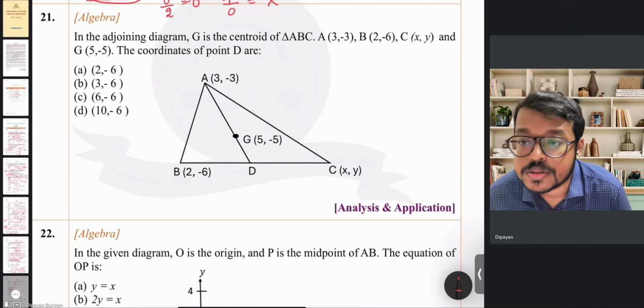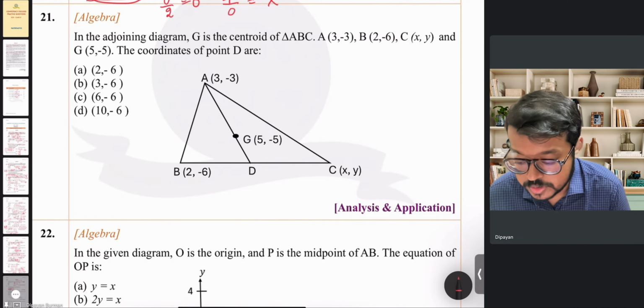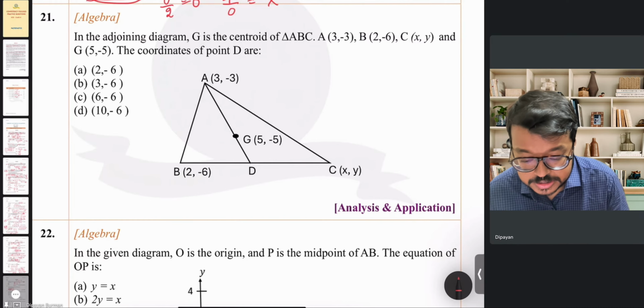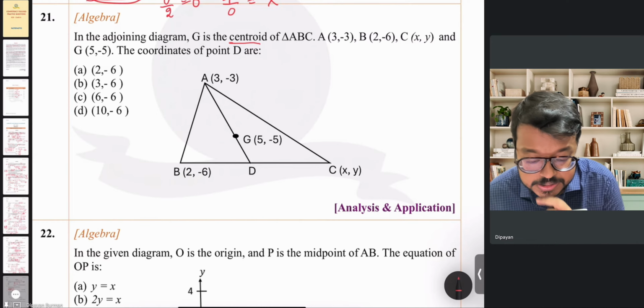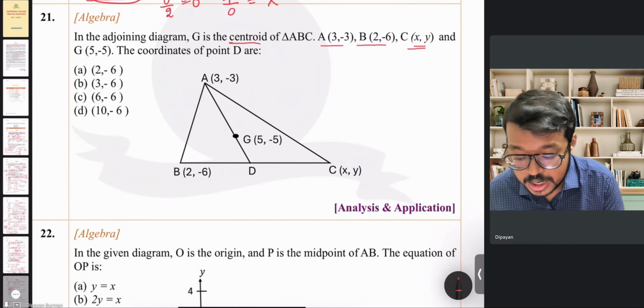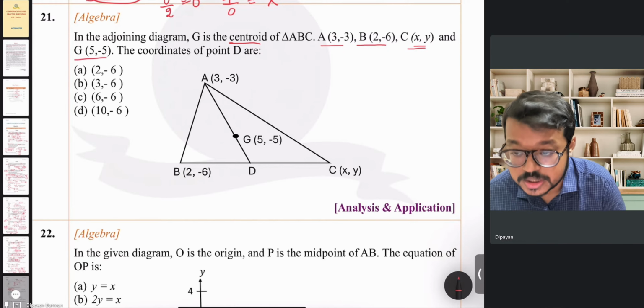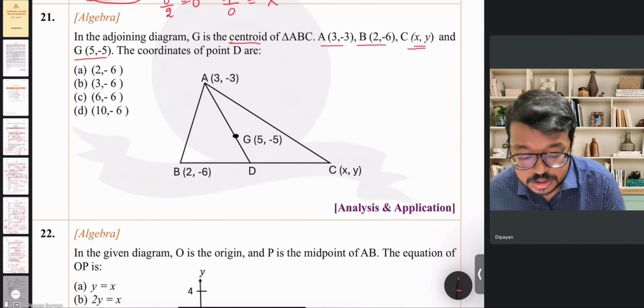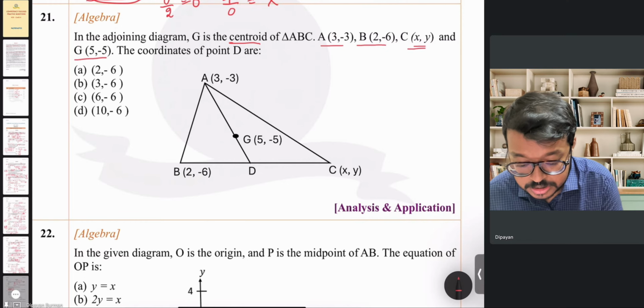Let's continue solving the MCQs. Question 21. In the given diagram, G is the centroid of triangle ABC. Vertices A and B are given, C is unknown, and the coordinates of centroid G are given. Then what are the coordinates of point D?